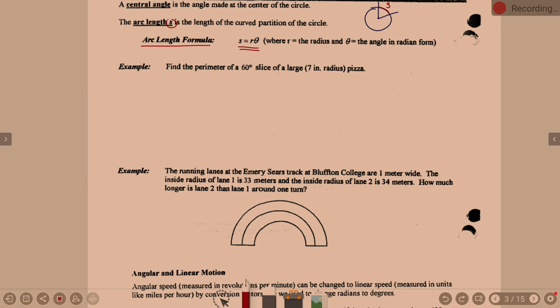S stands for arc length. R stands for radius, as it often does. And theta is the angle in radian form. So here where it says central angle, that's going to be theta. The catch with this formula is it only works in radians. So if they give you an angle of 180 degrees, you can't use 180 degrees in that formula. You have to use the radian version.